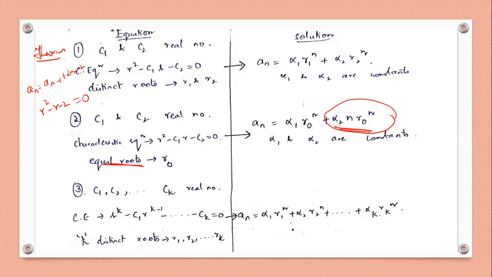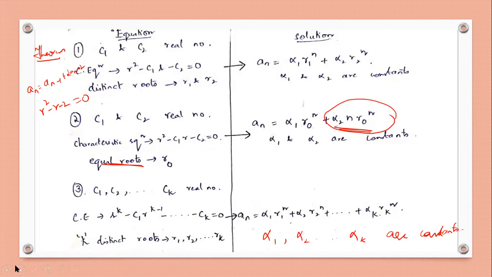If we have 3 roots, we'll be taking 3 constants. So let me just write here alpha 1, alpha 2 and so on up to alpha k are all constants. If C1, C2 and Ck are all real numbers and we get k distinct roots, R1, R2 and so on up to Rk, then each root should be multiplied with a constant. It will be alpha 1, alpha 2 and alpha k.